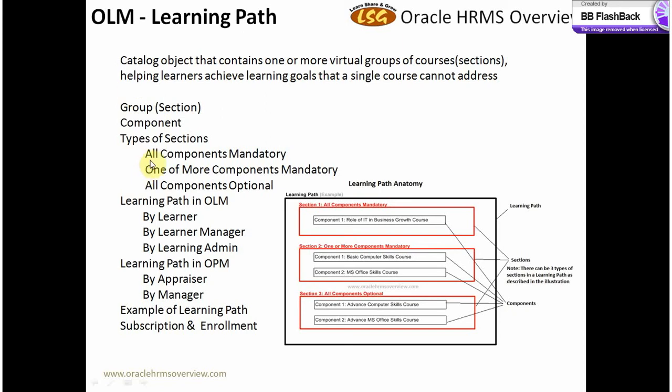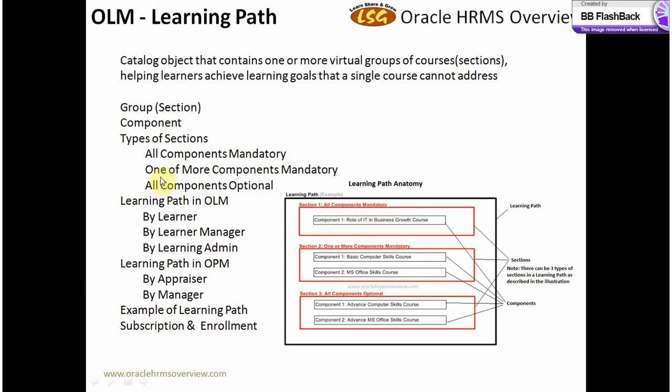If we select the all components mandatory option, it means every course which will be in that section has to be attended by the learner. For example, in the diagram, section 1 contains one course which is the role of the IT in the business growth course. So if a learner subscribes to this learning path, he has to attend this course because it is in the type of the all components mandatory.